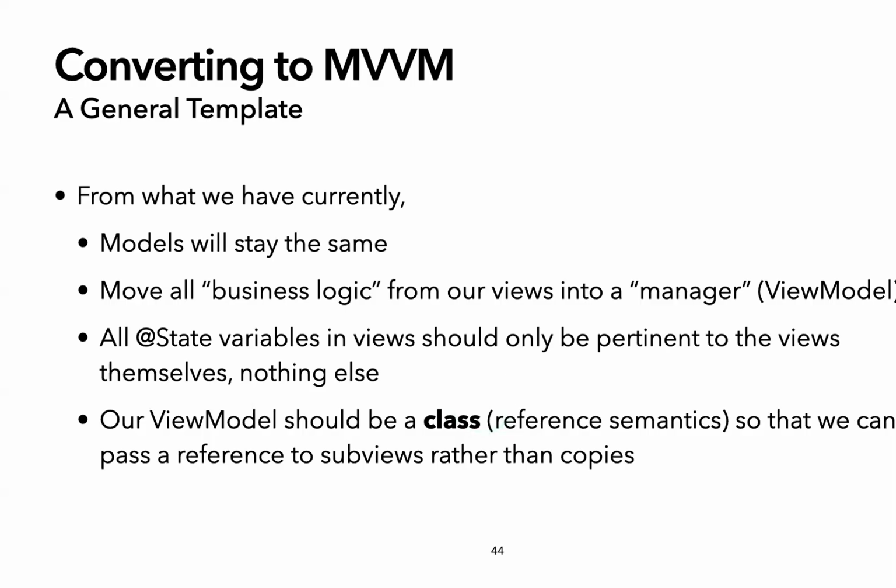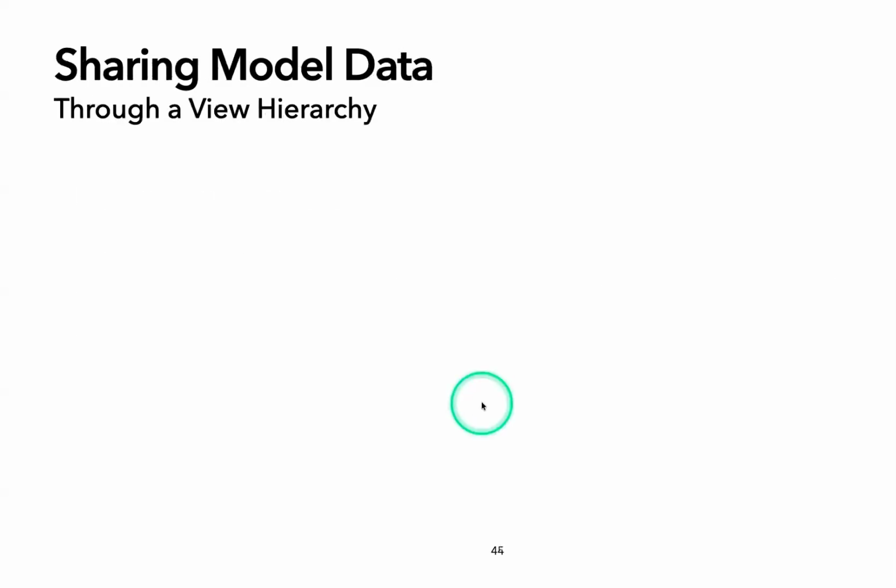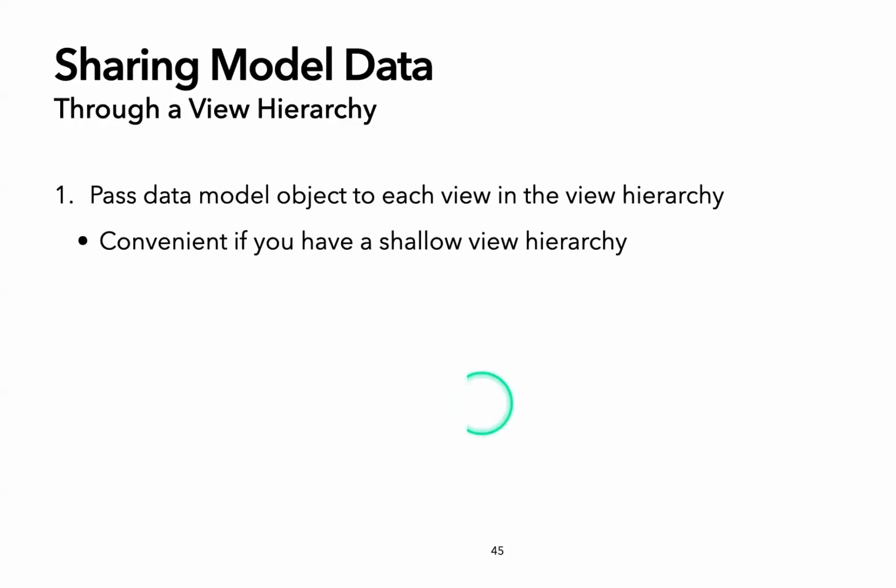Like I mentioned before, your view model should be a class so that we can pass a reference to our subviews rather than copies. So how do we share data to our subviews? One way, which I think we've seen before, is to pass that object directly into the view hierarchy. The subview has a parameter that accepts it, and you just pass it in as an argument. This is really convenient if you have a shallow view hierarchy, meaning you only have like three subviews, not too deep.